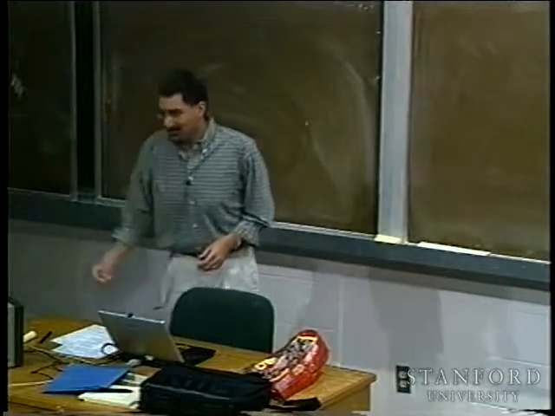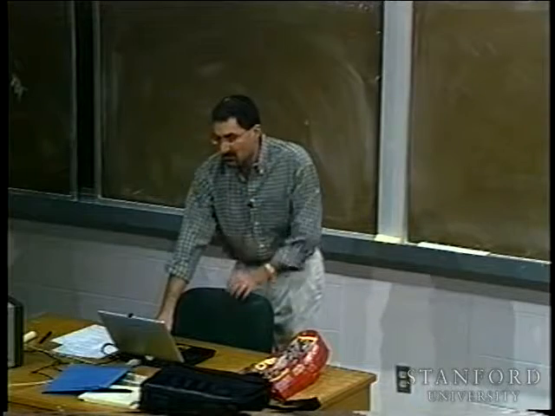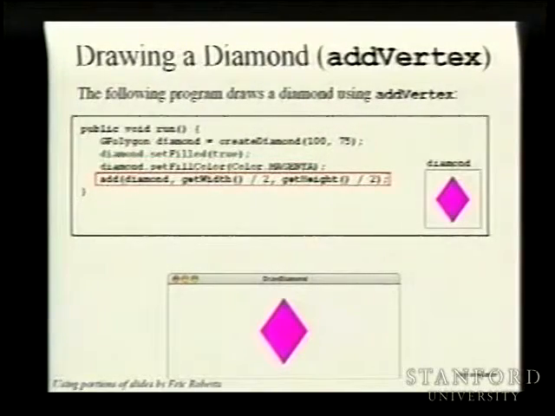Yeah, so let me actually show that to you right now. Here's add vertex, we just returned the polygon. We set its fill to be true. We set its color to be magenta. We write it out in the middle of the screen. Not a whole lot of excitement going on.